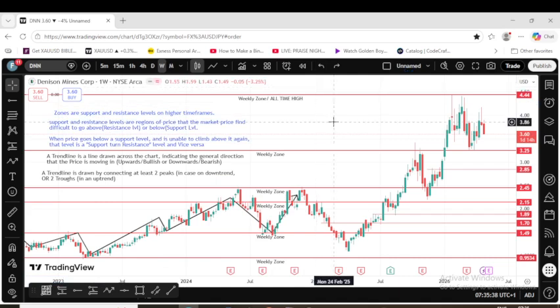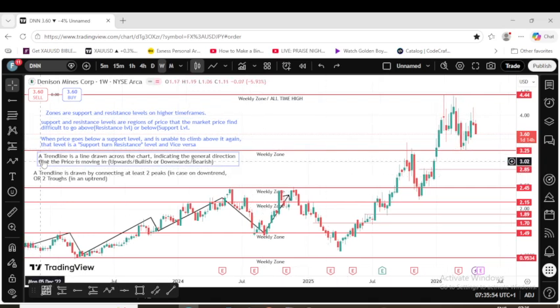So the blue ones are the ones from the first video, while the black text is for the current video. I defined the zones, support and resistance levels, and a little bit on that. And today we're going to be drawing the trend lines.